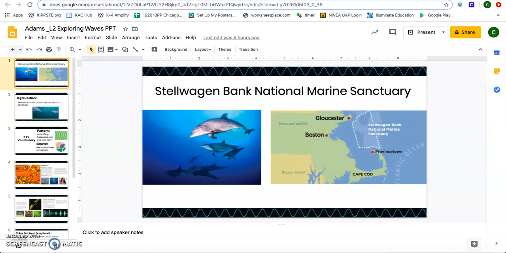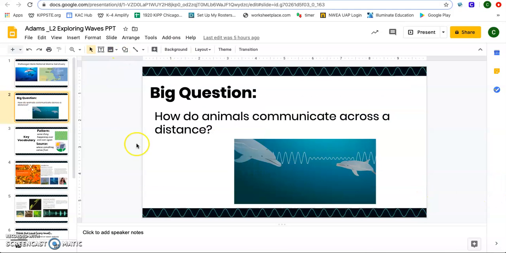Today we are in lesson 2, thinking about, again, us being marine scientists and thinking about the Stellwagen Bank National Marine Sanctuary. Don't forget, we're trying to help the superintendent answer this big question: How do animals communicate across a distance? So we're thinking about the bottlenose dolphins, and how they are communicating with each other underwater.